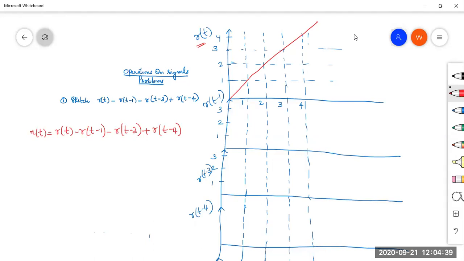So it will start from 0. At position 1, the value will be 1. Position 2, value will be 2. Like that, it will linearly vary. So this is a ramp signal.